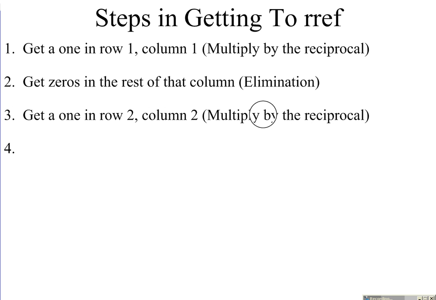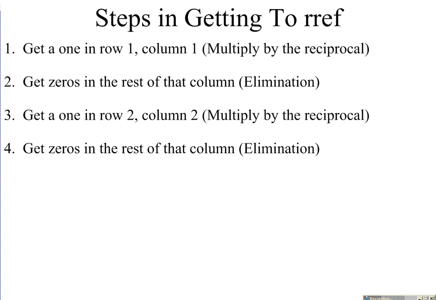Then we want to get a 1 in row 2, column 2. Again, you're going to do that by multiplying by the reciprocal. After you do that, you're going to want to get zeros in the rest of that column. Same thing as you're doing using elimination. You're going to do these same steps over and over until you get a 1 in row 1, column 1, zeros in the rest of the column, a 1 in row 2, column 2, zeros in the rest of the column, a 1 in row 3, column 3, zeros in the rest of the column, and so on, depending on how many variables you have.